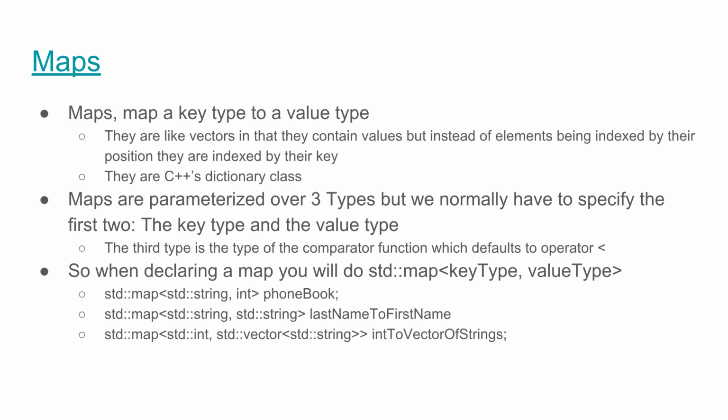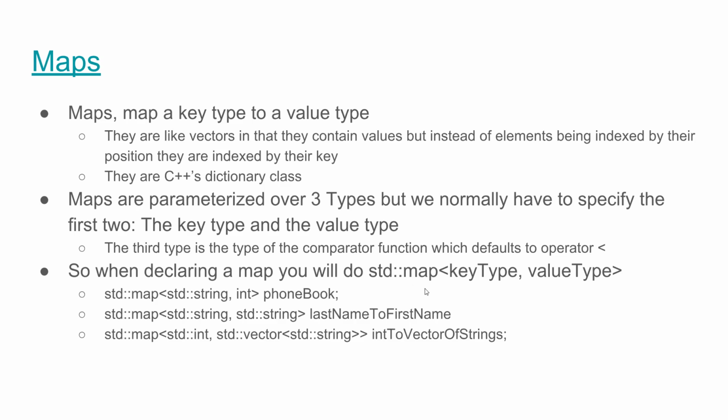The vectors we saw were parameterized over a single type, the type of the element contained inside. Maps are parameterized over 3 types, but normally you'll only ever specify the first 2. The first type is the key type. What do you want to use to index your map? And the second type is the values that are going to be stored inside your map. The third type, if you do give it, is the comparator, which by default sorts the values in the map in ascending order based on less than.